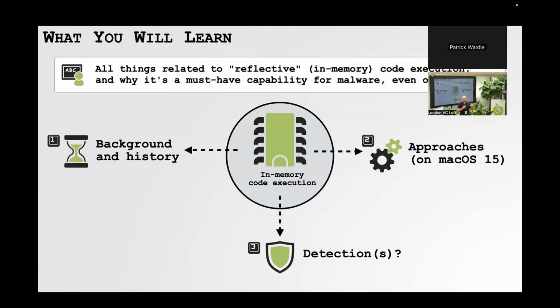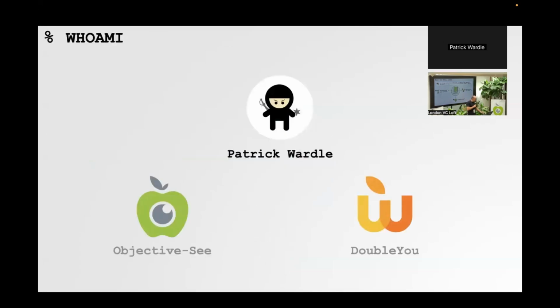So for me, it's very important for us to have public transparent discussions about offensive capabilities and also then point out, as Luke did as well, some of the shortcomings or challenges of detections. So hopefully Apple can give us the tools and insights to detect that. So we're gonna start with some background and history. We're gonna then talk about approaches on macOS 15 and 26, and then we're gonna end with detections.